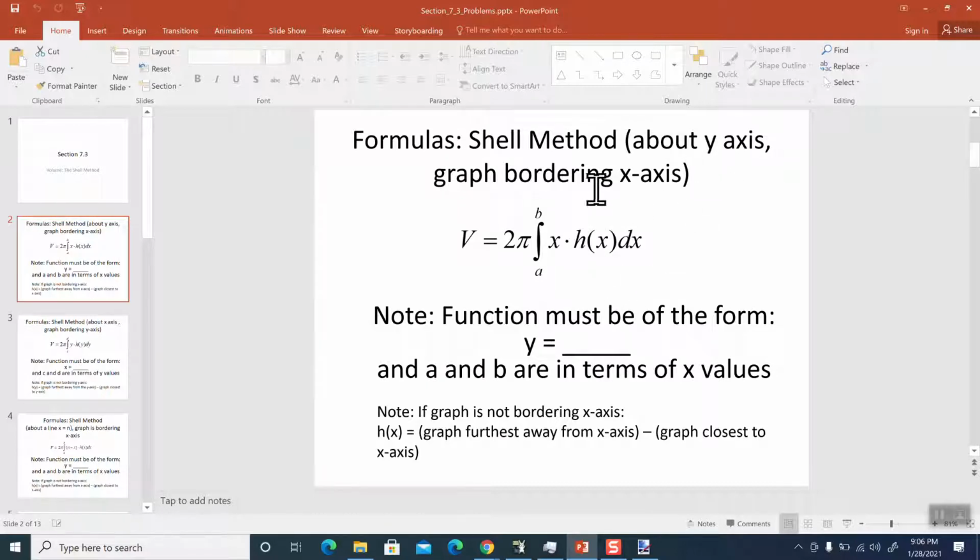Okay, so this one. So we're on this one, but it's not bordering the x-axis, so it's not our easy form. So I come down here. If your graph is not bordering the x-axis, then we're going to do this note right here for our h of x. So let's do the setup on that then.